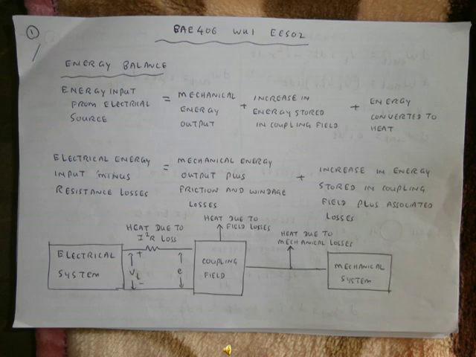Electrical energy input minus resistance losses equal to mechanical energy output plus friction and winding losses plus increase in energy stored in the coupling field plus associated losses. Based on the energy balance we can draw this diagram. The electrical system supplies the voltage, which loses some in the resistance, the I squared R loss.